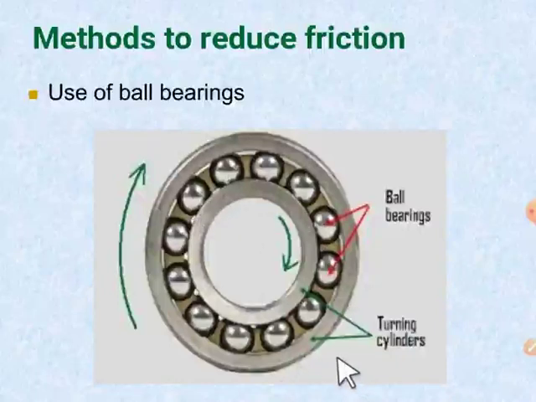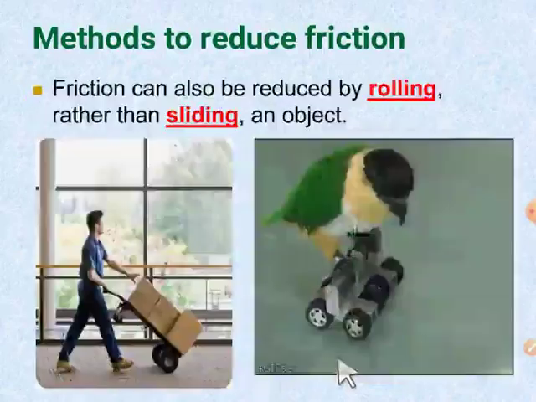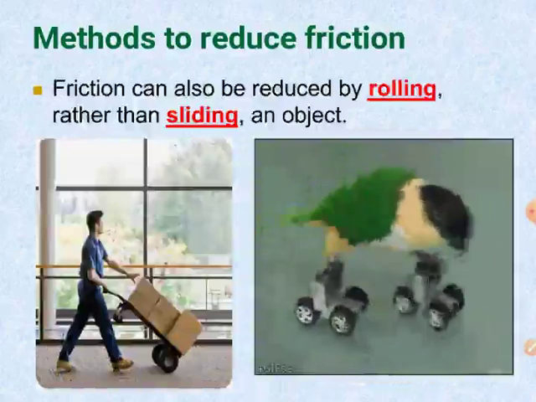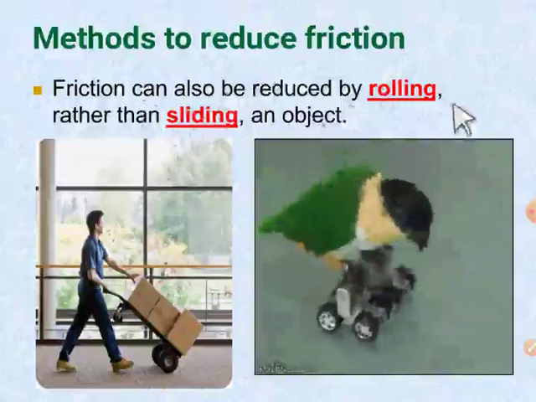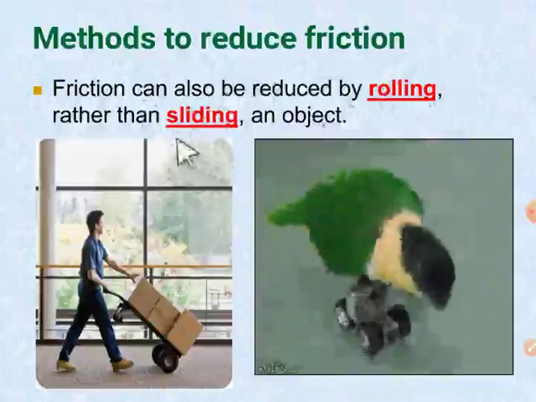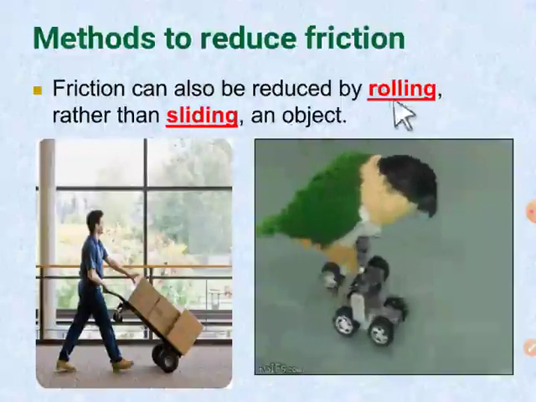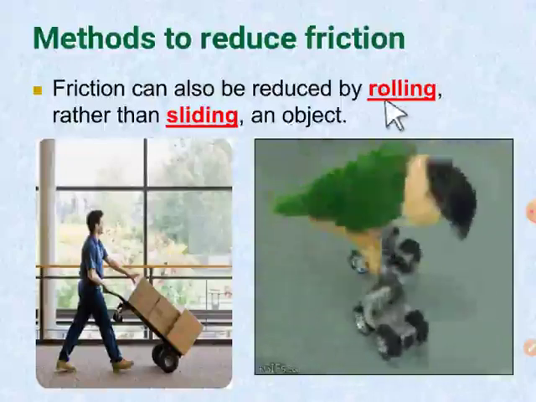It may be spherical or it may be also cylindrical. Cylindrical bearings are also there. Got it? Cylindrical bearing, I should say, not ball bearing. Ball means spherical. So this is also one of the methods to reduce friction. And one way to reduce the friction is by using rolling rather than sliding. Why? Because rolling friction is lesser than sliding friction.